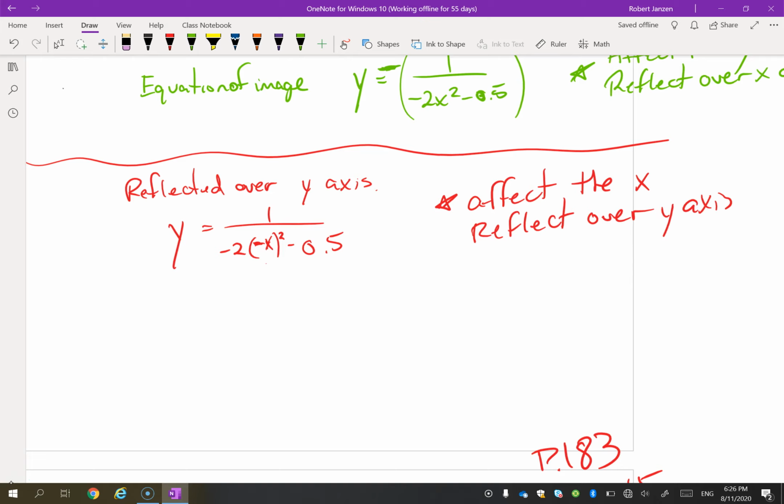Okay, so let me just re-emphasize a couple things there. You don't need to simplify. In fact, for grade 12, you don't need to simplify anything unless it asks you to simplify. Okay, please keep that in mind.